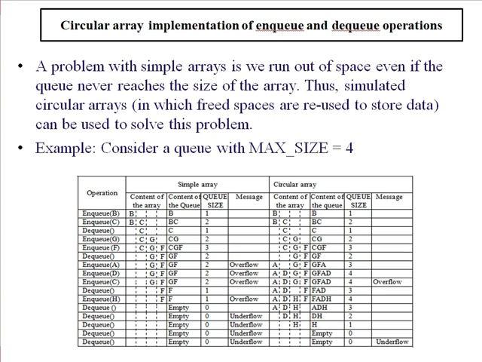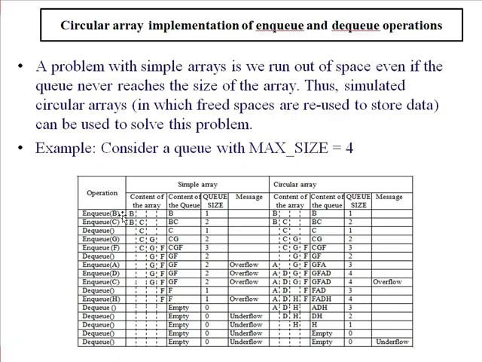So if all slots are filled by elements, the queue will report overflow. If any slot is left empty because of the removal of an element from that particular space, the slot will be reused in the case of circular array. That is what we are looking at in this particular example. For the simple array, let's say we have 4 slots, and for the circular array we have 4 slots.